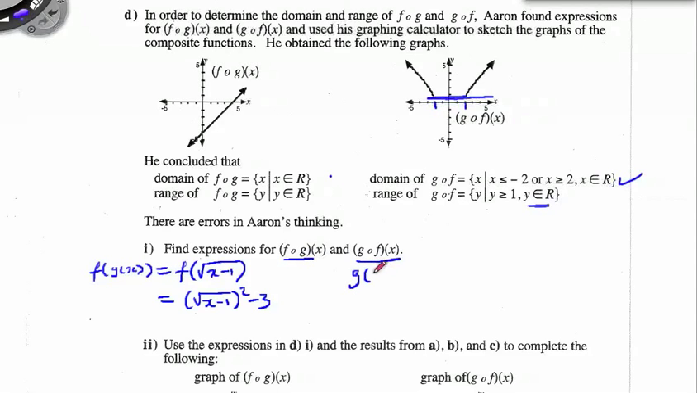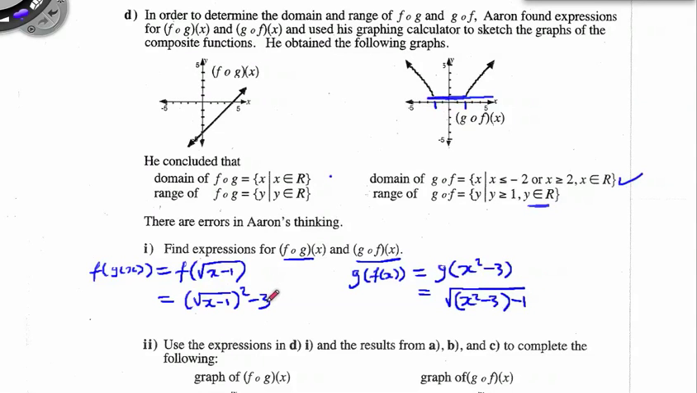g of f of x. So we take our f of x, which is x squared minus 3, and now we apply our g function. We've done all this above, and I probably should have just copied it down, but it's always good practice to do it again. Applying the g function means we square root, and x is replaced with, in this case, x squared minus 3. We still have that -1 under the square root sign. So there's our two composite functions.